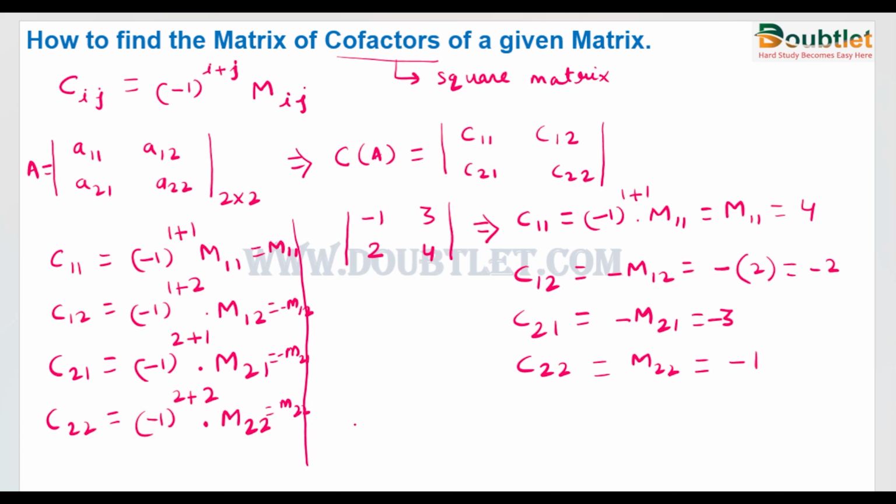So the matrix of cofactors of the given matrix A is: C11 is 4, C12 is minus 2, this will become minus 3, and this will become minus 1. So this is the answer for the matrix of cofactors of the given matrix. Similarly, we can find the cofactor matrix of a 3 cross 3 matrix.